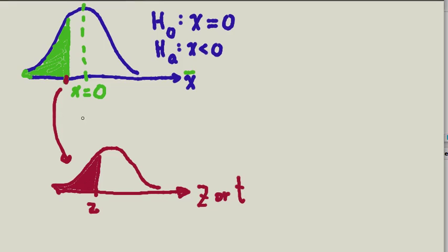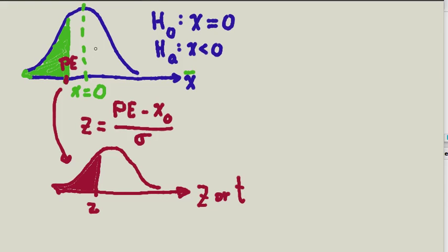That's done in the following way. We look at z is equal to, so this is a standard idea in finding a z value. We'll look at the point estimate that we've got minus the middle point of the distribution, because of the null hypothesis, whatever that is. In that case, it's going to be the x value associated with the null hypothesis. In our case, this is going to be 0, divided by the standard deviation of this distribution.